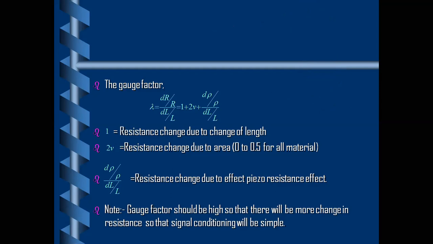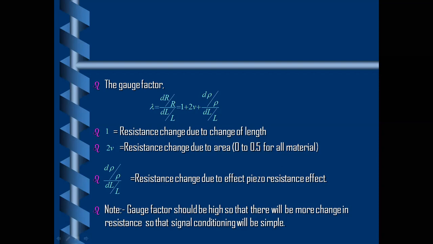Now, 1 is the resistance change due to the change in length. Then 2 mu is the resistance change due to the area, and its range is 0 to 0.5 for all material. D rho by rho divided by dl by l is the resistance change due to the effect of piezoresistive effect.